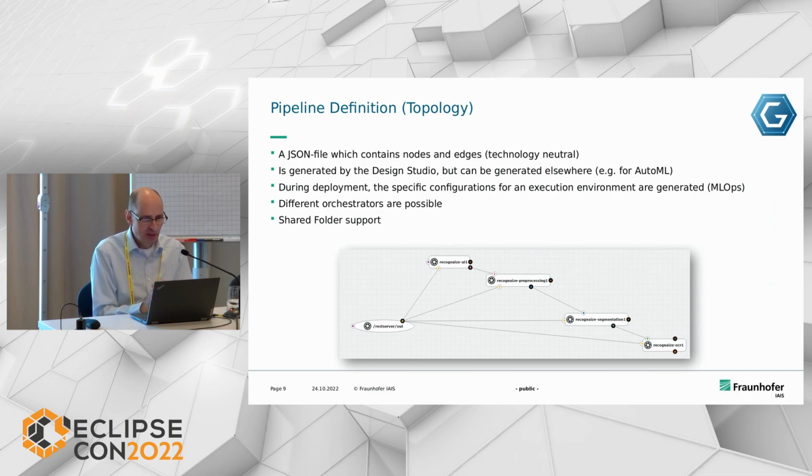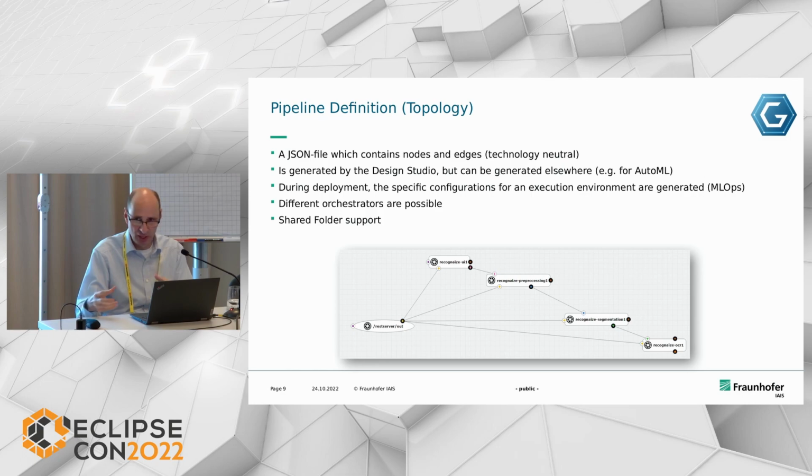So the pipeline definition is intentionally technology neutral. It's a simple JSON file which contains the nodes and the edges, and it is generated by the design studio, but it can also be generated elsewhere. It is possible to think about generating a follow-up topology after a pipeline run to try out another topology for improved results. So it's for AutoML, for example. This could be possible, or you can import the pipeline definition from another system, maybe from OpenML or from Hugging Face. That's also possible.